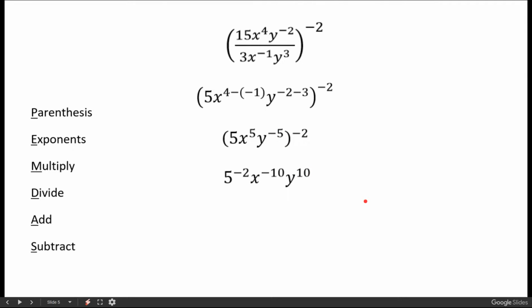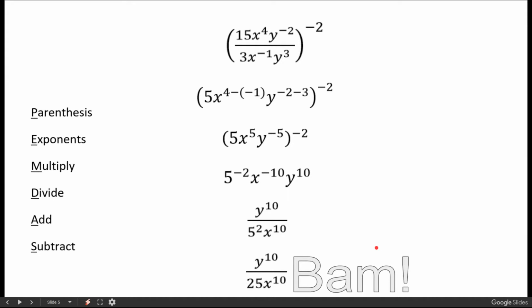Now, this is the part where you need to move anything that has a negative exponent. If it's in the numerator, we're going to move it to the denominator. And right now, everything is in the numerator. And of course, we know that 5 squared is 25, so we're going to rewrite that. All right, so that's our final answer.